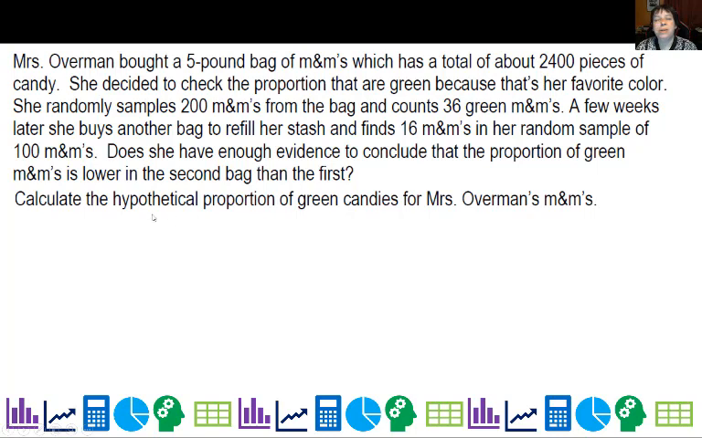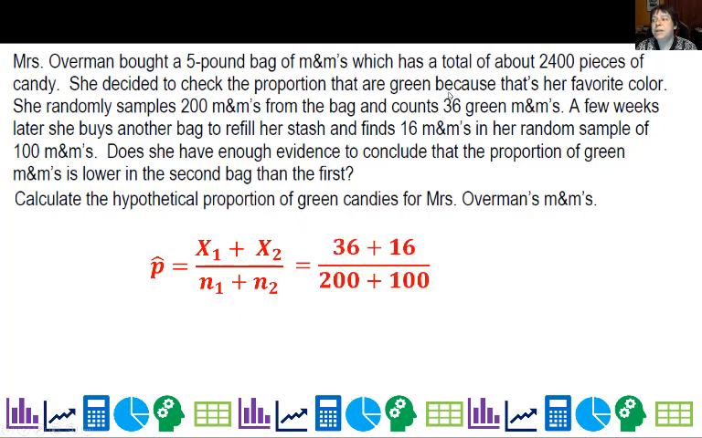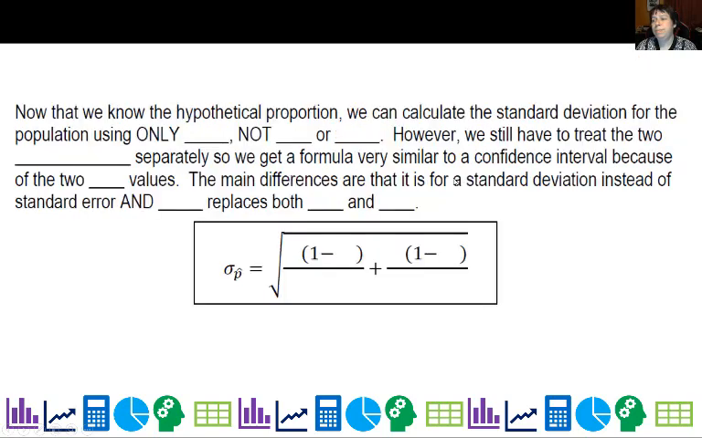So I'm going to calculate the hypothetical proportion of green candies. And so I'm going to take X1 plus X2 over N1 plus N2. In this case, that'll be the 36 plus the 16 over the 200 plus 100. And I get 0.173, which makes sense. That proportion should be somewhere between the two of them.